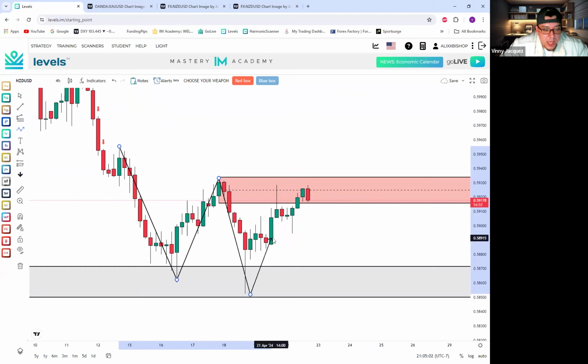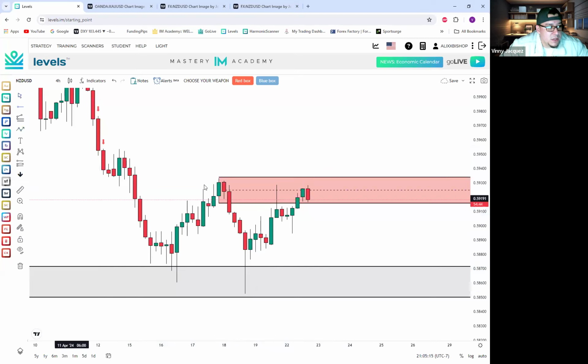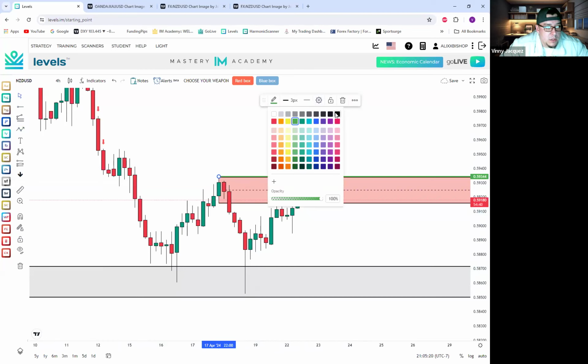Now, if we can go ahead and break and close above this, guys, we can start seeing some bullish momentum, right? So that's what we need to see. We need to have a change of character for a buy idea. Let's go.